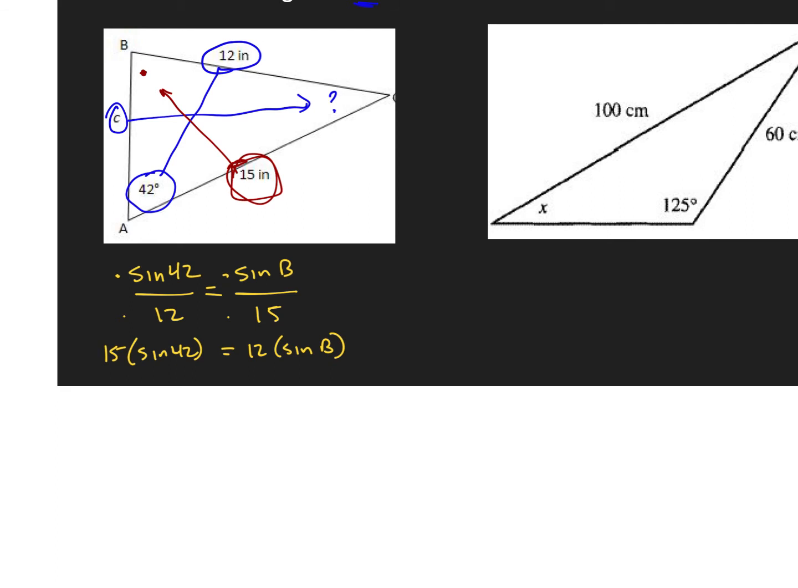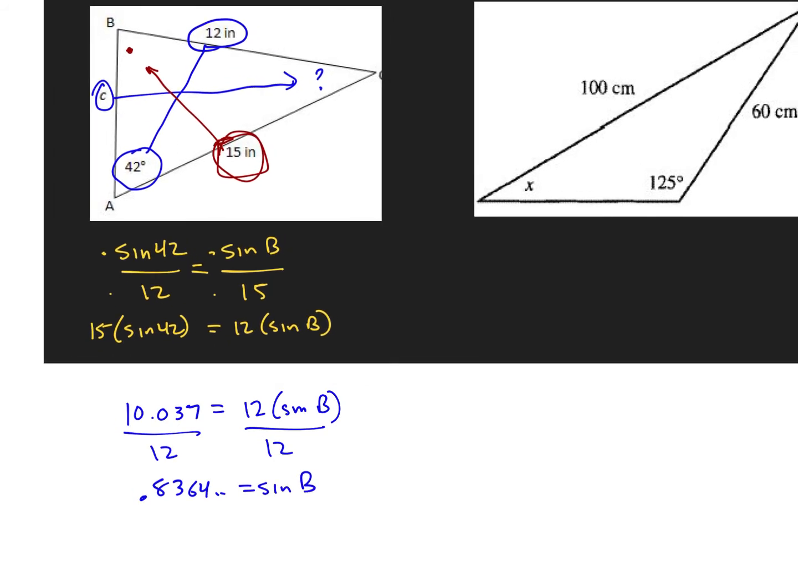Now pay attention, because there's a couple of little tricks you need to be made aware of. First off, 15 times sine of 42 is an actual number. So 15 times sine of 42 becomes about 10.037, and that equals 12 times the sine of B. So now I'm going to divide both sides by 12. In doing so, I get this weird answer, 0.8364, and it goes on. And that equals sine of B.